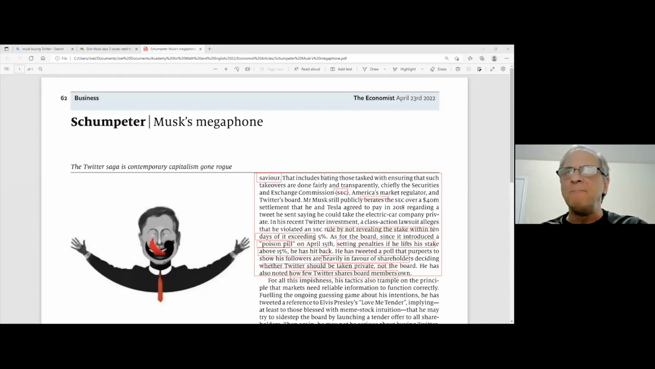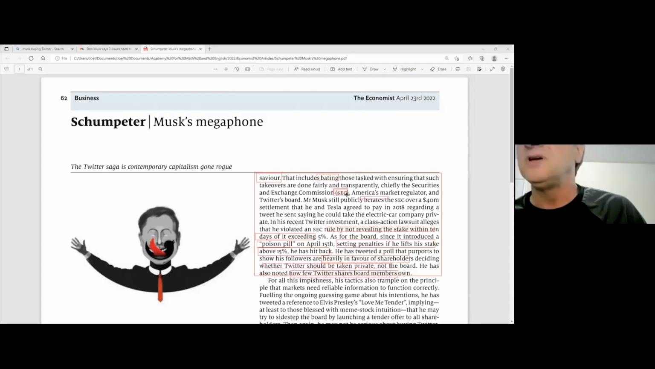That includes baiting those tasked with ensuring such takeovers are done fairly. Baiting was one of the vocabulary words. Do you remember what baiting is? No. That's okay, I will explain it. So baiting, the definition is reducing the intensity. The regulators, the people that regulate the stock market in the US, it's the SEC, Securities and Exchange Commission. They're the ones that make the rules. They say, here are the rules, we've got to follow the rules. But Musk doesn't like to follow the rules.